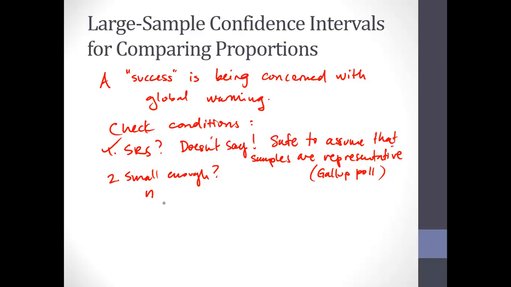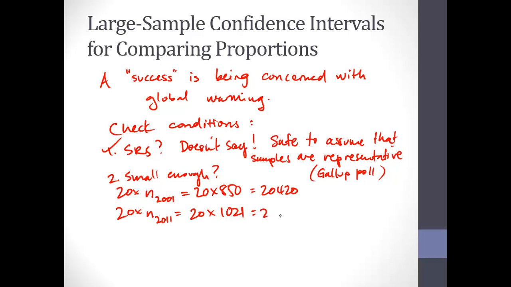Small enough: we need to take 20 times our first sample size and 20 times the second sample size. Let me stick with the subscripts I had before, N 2001 and N 2011, being the sample sizes from each of those years. If you look back, the sample size from 2001 was 850, I think. Yes, in 2001 we took 850 people, and in 2011 we took 1,021, which is 20 times those: 17,000 and 20,420.